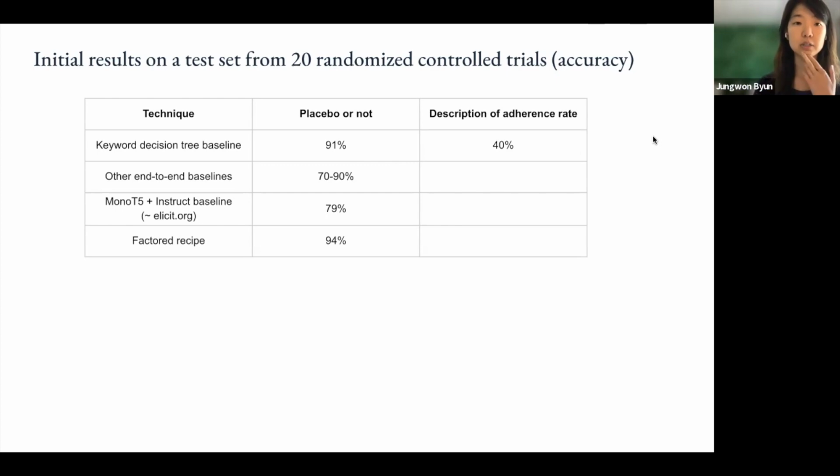And so there, the keyword decision tree baseline didn't work super well, only getting about 40% of the classifications correct. Other end-to-end baselines again did even worse, getting about 10 to 20% of the classifications correct. The semi-compositional one again fell in between, getting 17%. And the factored recipe got 62% of them correct. So really a meaningful boost over all of the other baselines that is statistically significant.